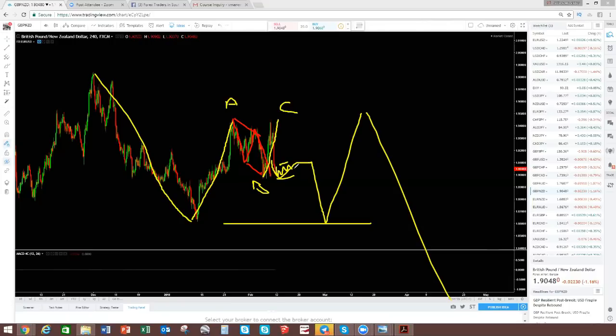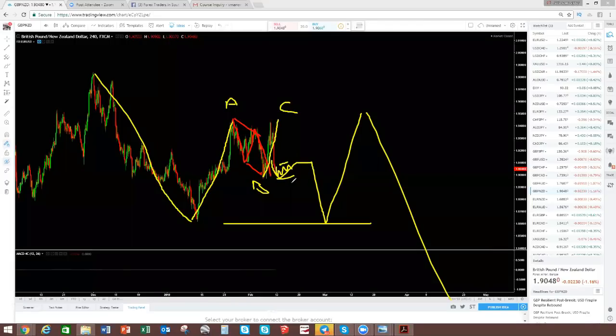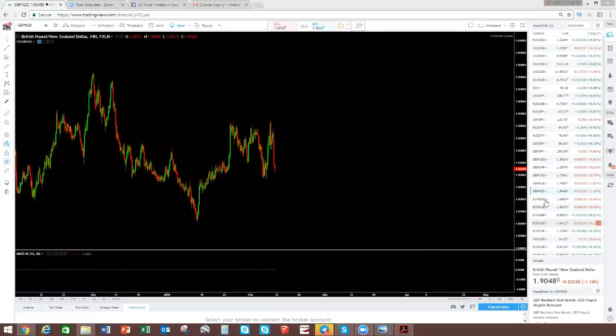The smaller time frame, as we go, the market will be giving us direction. So for now, look for these flags to at least come test this level. And pound New Zealand. All right, so I think that's all the pound pairs. Pound CAD.